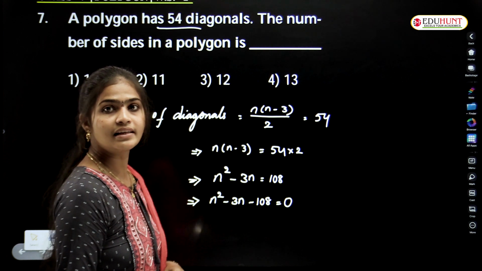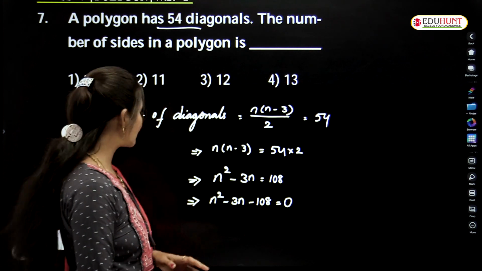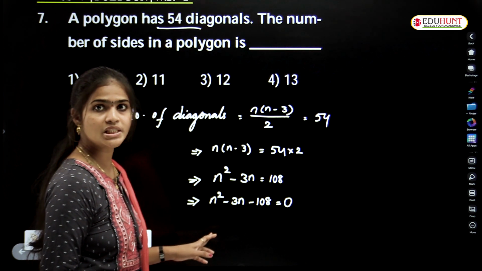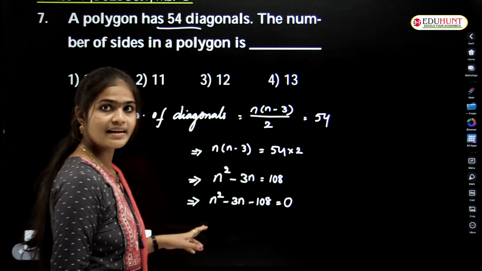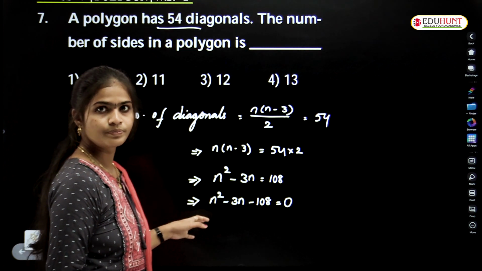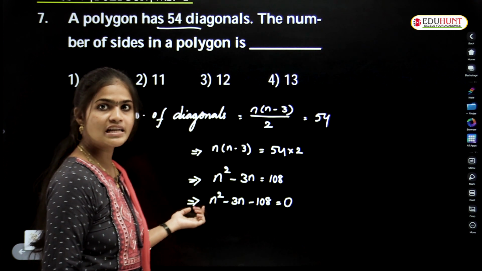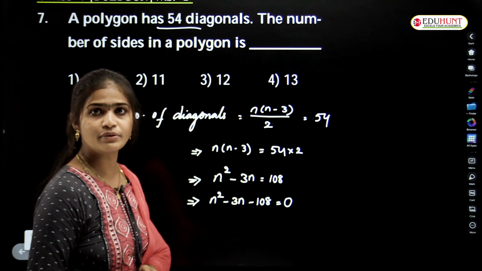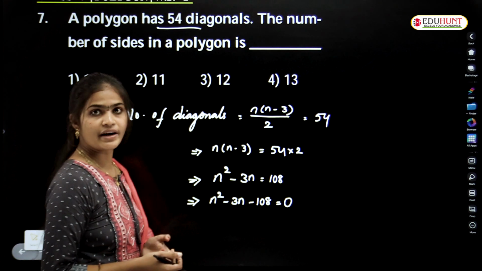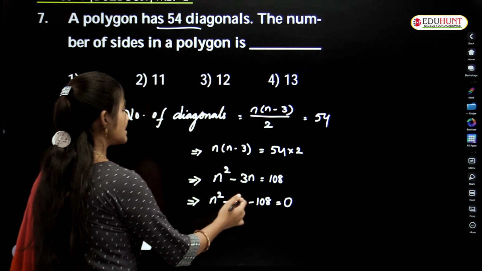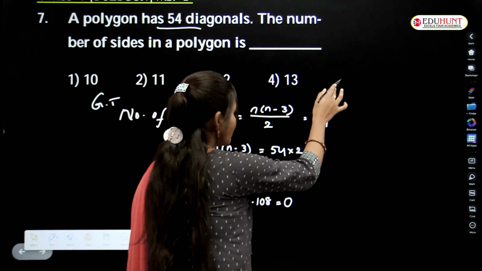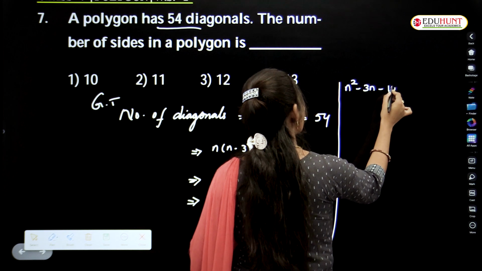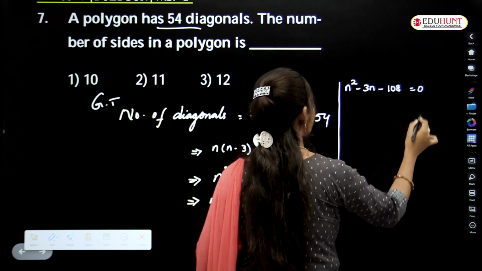Already we learned how to find the factors of a quadratic equation. Just observe that this is a quadratic equation. How can we say that this is a quadratic equation? Because it is in equation form and it has the highest degree as 2. The degree of this equation is 2, that's why we call it a quadratic equation. Already in the algebraic equations concept we discussed how to find the factors. So here n square minus 3n minus 108 is equal to 0.